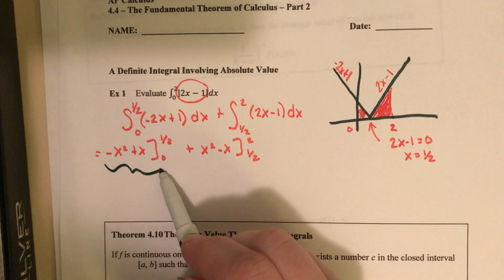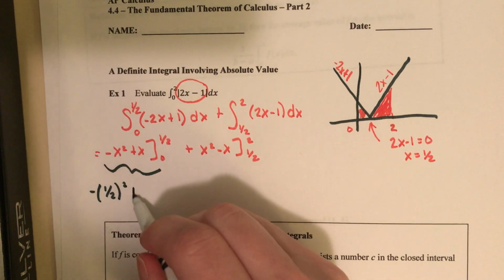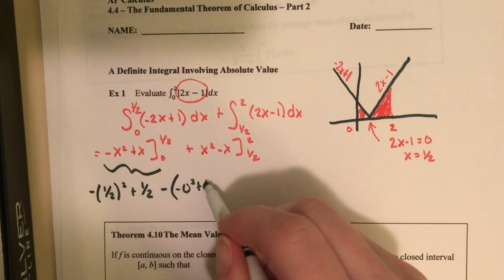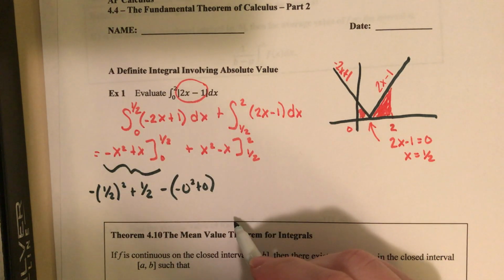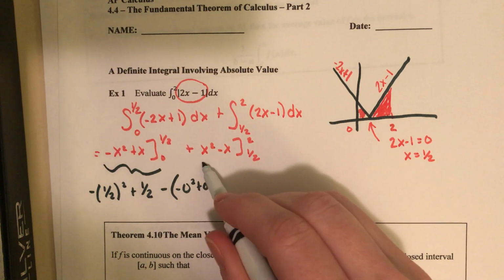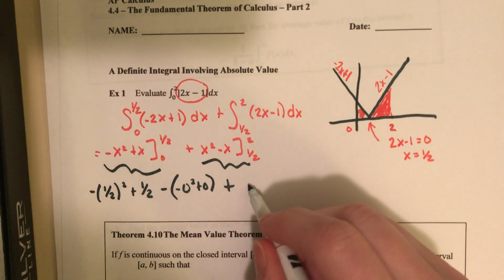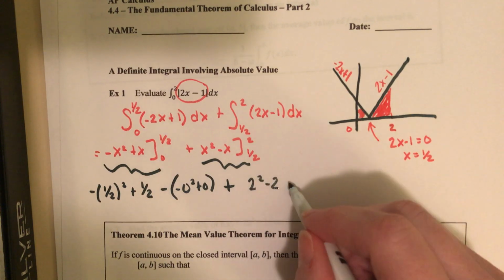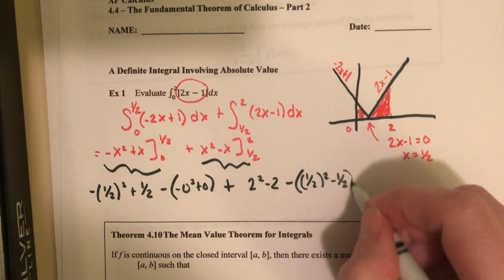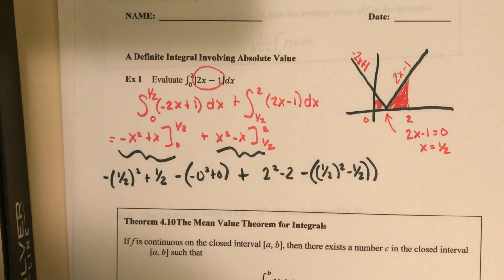So now I'm going to do my top minus bottom. I'm going to plug in 1/2 first, minus, then I'm going to plug in 0. Over here I'm going to plug in the 2 first. So I'm adding my two areas together. So 2 squared minus 2, minus, then I'm going to plug in the 1/2. Now, if you want, you can plug all of that into your calculator to get an answer, or you can solve them each a little bit separately.